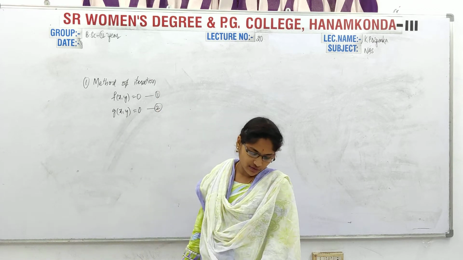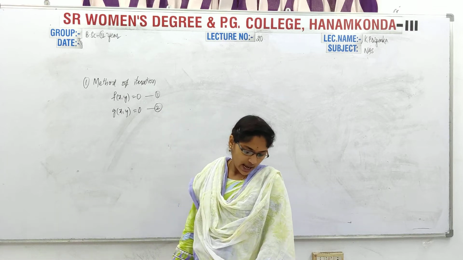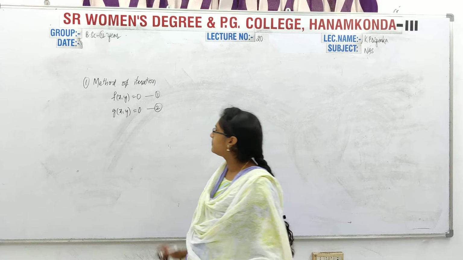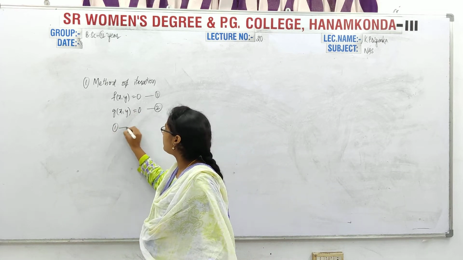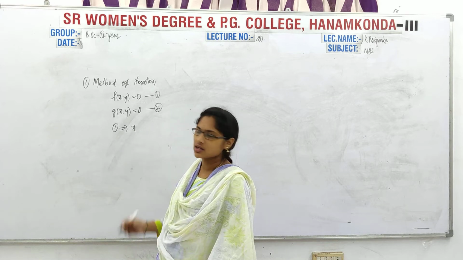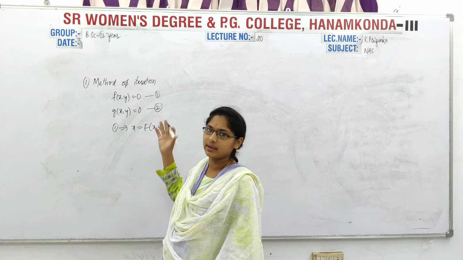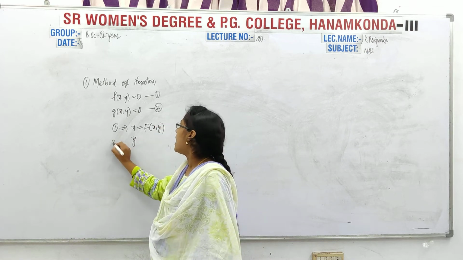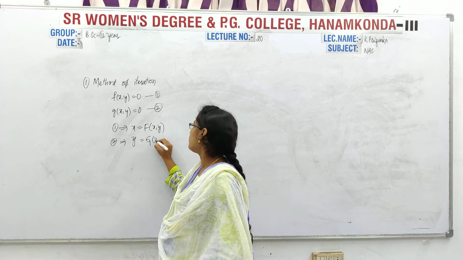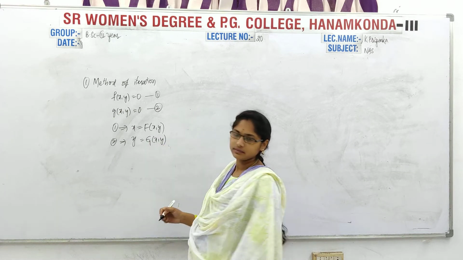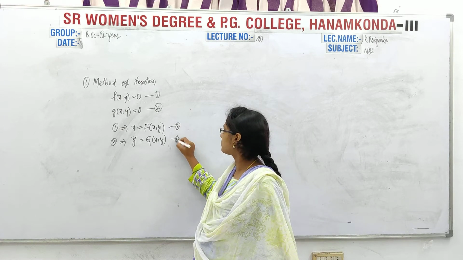Next, the equations 1 and 2 can be written as follows. From equation 1 we have to find the value of x, so we get one function denoted with a capital F. And from equation 2 you have to find the y value, that is capital G of x comma y. Consider these as equations 3 and 4.